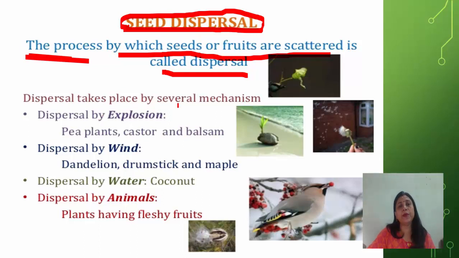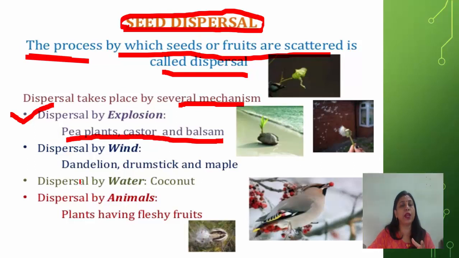Now dispersal takes place by several mechanisms. They are dispersal by explosion. It is as in the case of pea plant, castor and balsam. इसमें क्या होता है, जब fruit mature हो जाता है, it dries and explosion होता है means फट जाता है and the seeds are thrown to some distance.